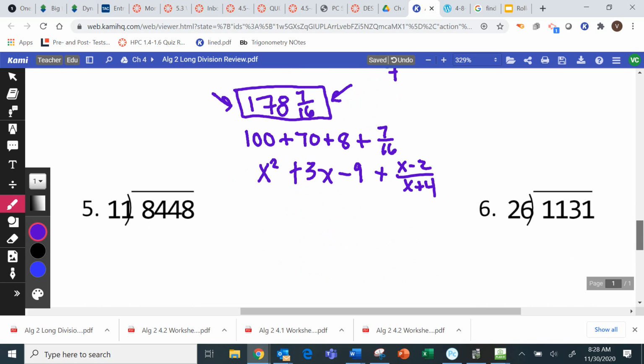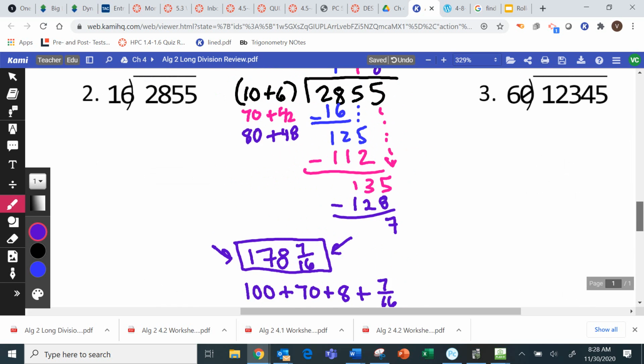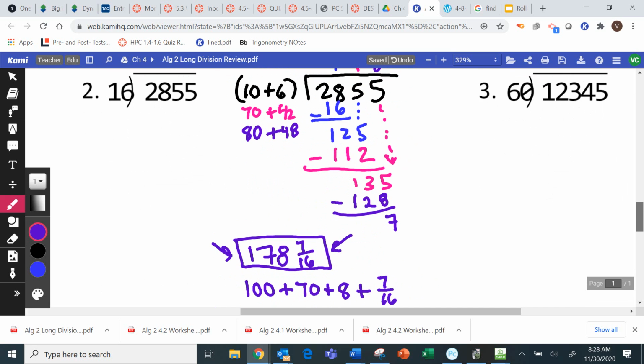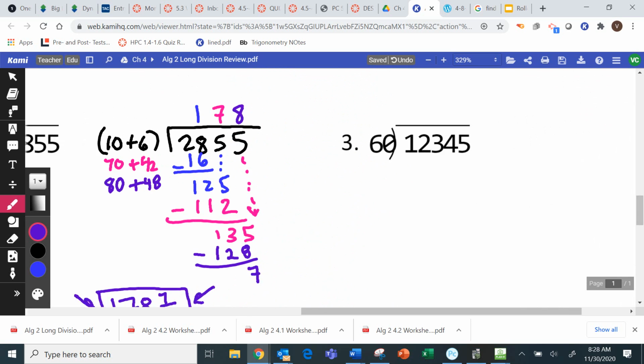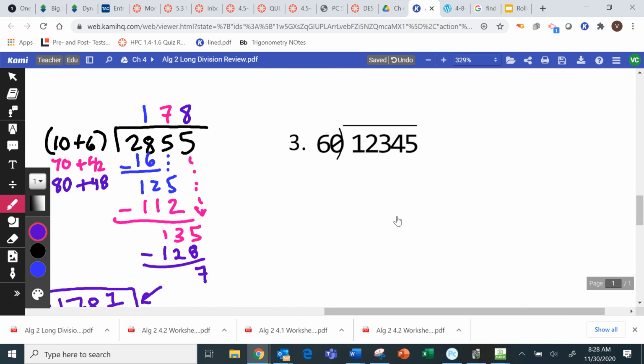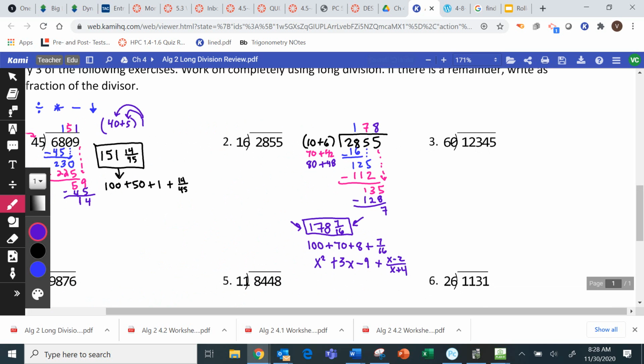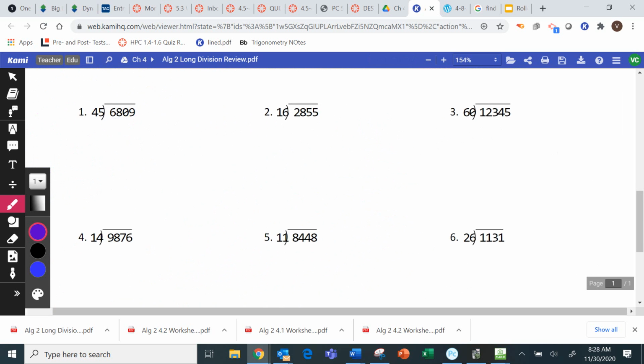All right, let's try one on your own. You can pick any of them. I'll put the answers up for all of them. You can pick any of the ones that we didn't do. Try one on your own. Go.